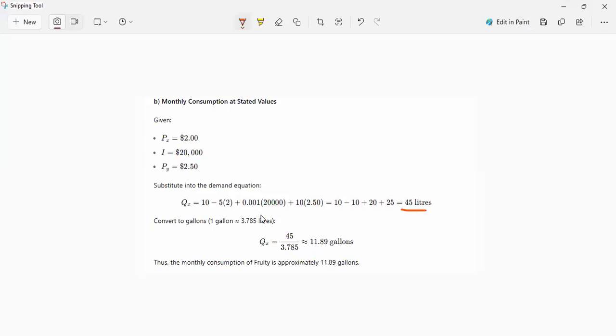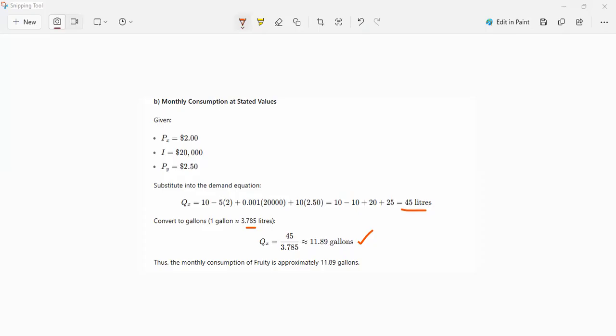So 1 gallon is equal to 3.785 liters. I don't know whether it was necessary. We divide this in terms of gallons, we're going to get 11.89 gallons. Is that clear? So what is the monthly consumption? It is 11.89 gallons or 45 liters. All right? Are we clear on that?